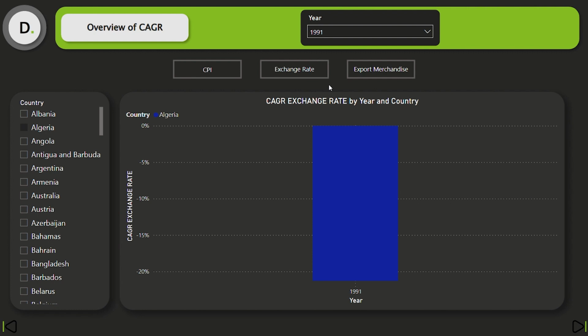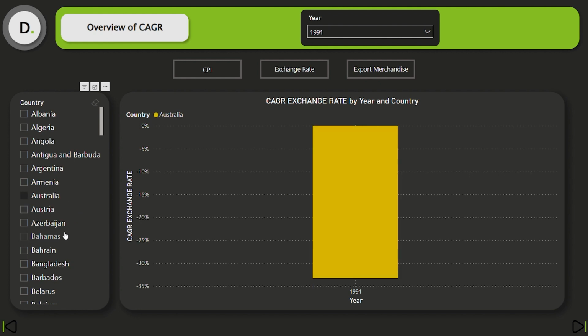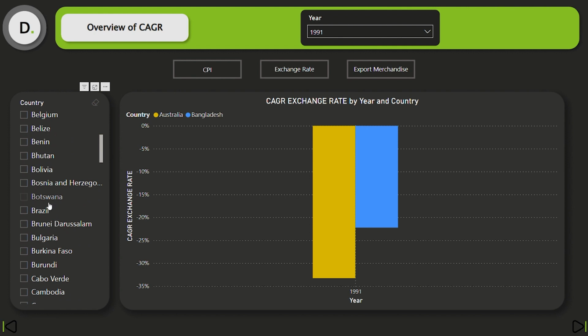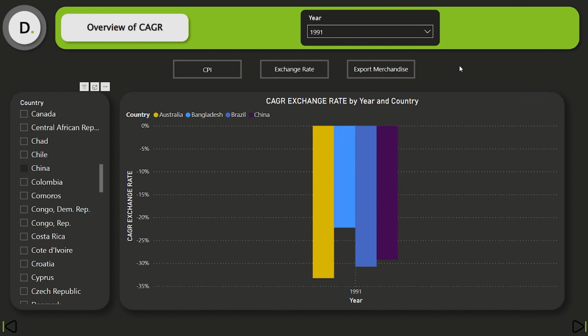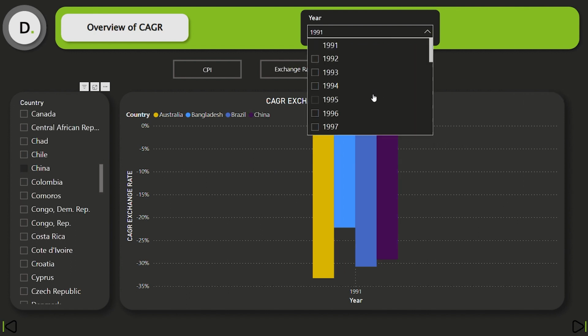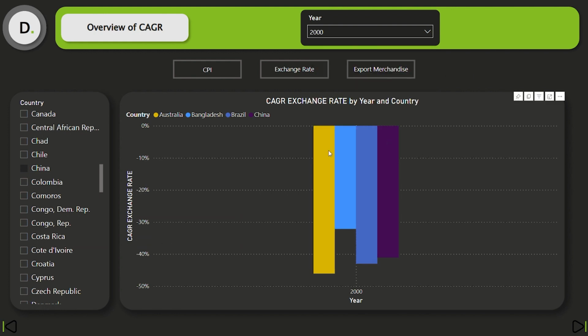Now let's in the same way compare the exchange rates CAGR. Let's try different countries. Let's take Australia, Bangladesh, Brazil, China, all that. Right? We can also change the starting year as per our requirement. So, this was the data.